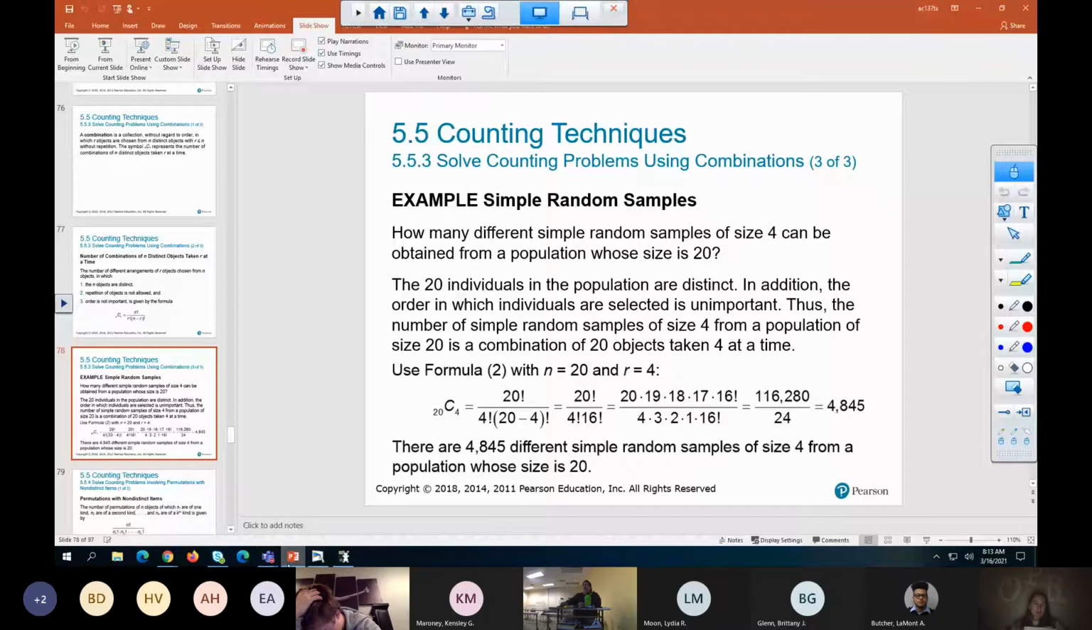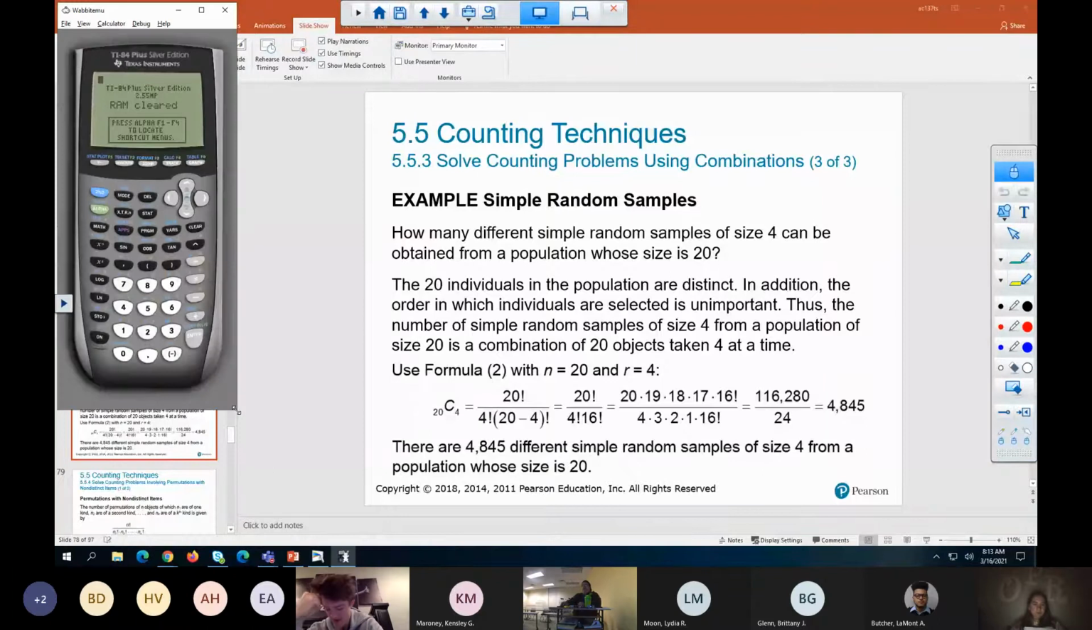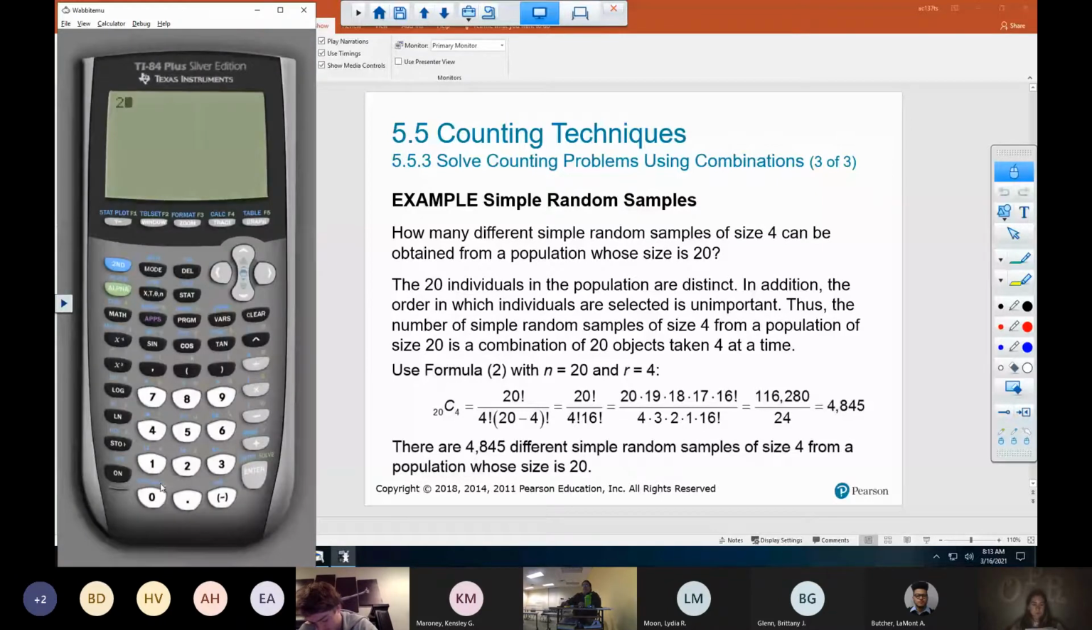And there's the calculator. If we were to punch this into a calculator, and that's one thing about 5.5, you can do just about everything on the calculator. So I'm going to do 20, math, probability, nCr, and 4. So I've got 4,845 different committees can be made from 20 people in a group. And that's how you do the committee question.